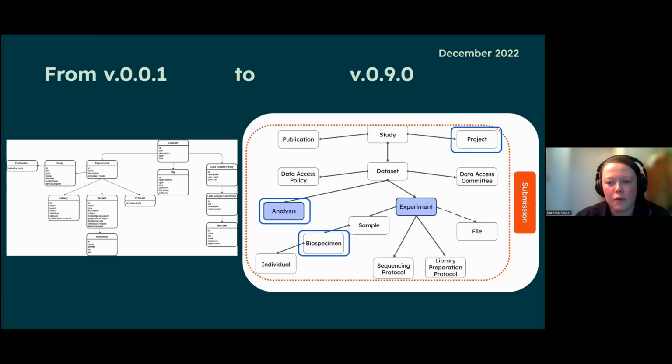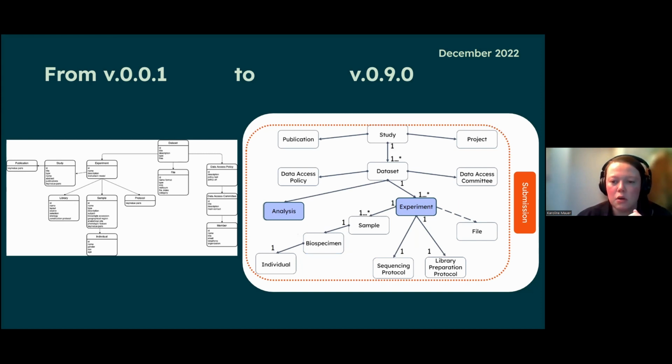So now we can have a look at the evolution of our model, the prototype on the left and our most recent model on the right. In comparison to our prototype, we now added the entities analysis, biospecimen, and project, and we redefined the hierarchy of our model. So now you can see that we have a study-centric model, which means that with each submission, the submitter can only submit one study.